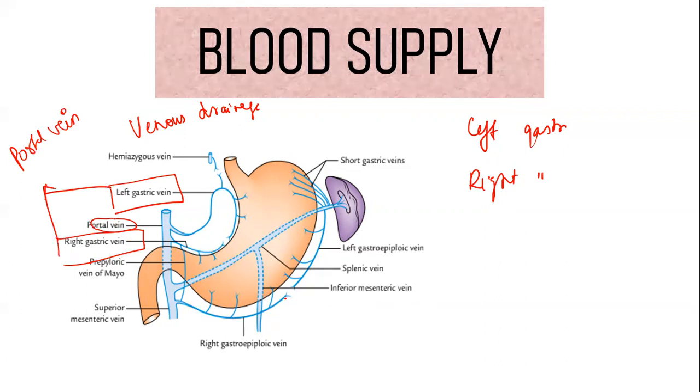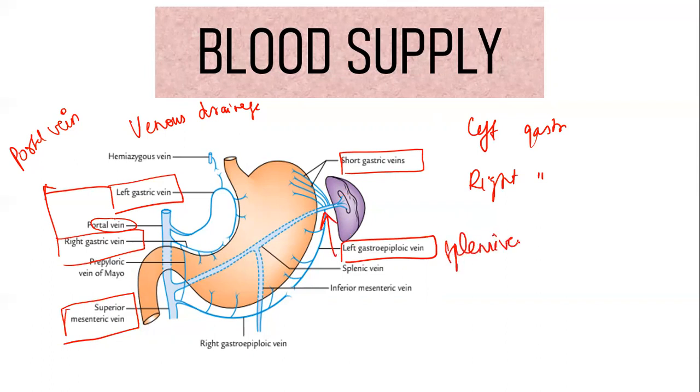Now if you take the right gastroepiploic, it is going to cover certain aspects of the greater curvature and it drains into the superior mesenteric vein. We will be studying the superior mesenteric vein in the pancreas, where it forms a relation with the pancreas, right? So the right gastroepiploic vein drains all the venous blood from the aspects of the greater curvature into the superior mesenteric vein. The left gastroepiploic and the short gastric veins are going to drain into the splenic veins.